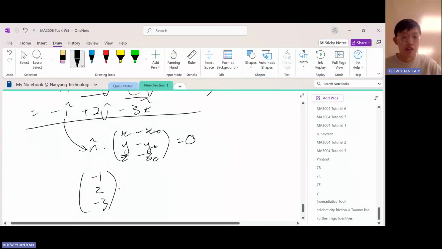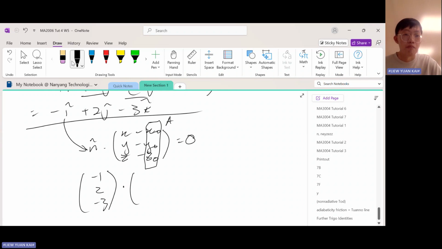I write it as a column vector. And then choose any point on the plane. For discussion, I will choose the point A. Sorry, I chose the point B. You can choose A also. It doesn't matter. It will give you the same thing. So I put in x, y, z. The coordinates of B is 3, 0, 2.